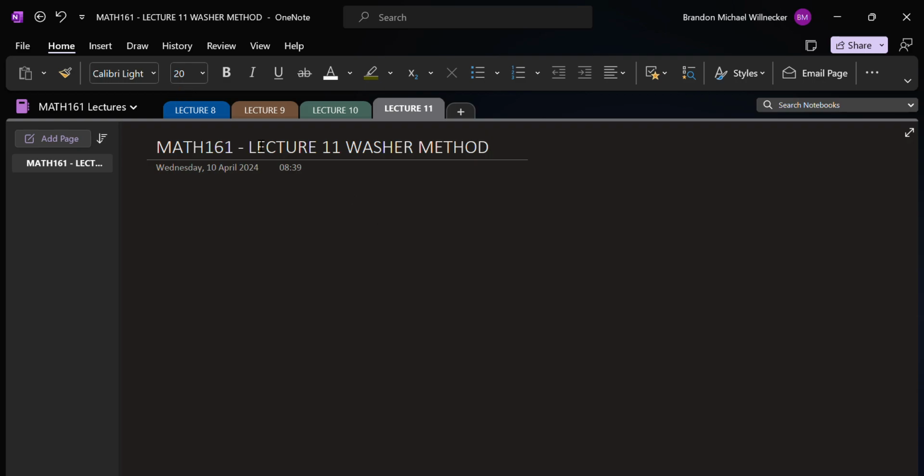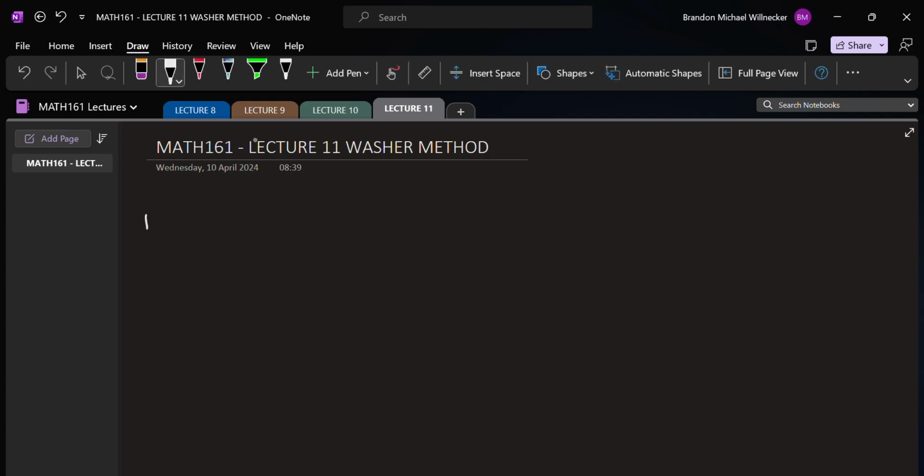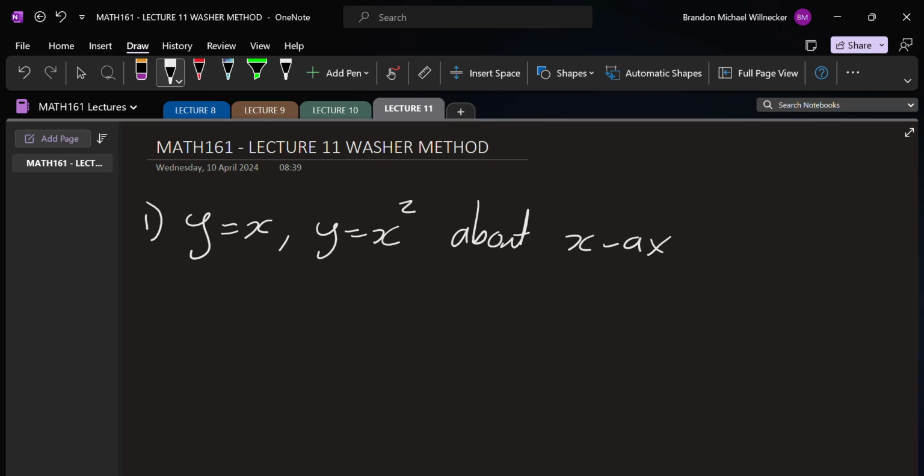Okay, so let's get started with a couple simple examples, and then we'll look at the more complicated examples with those different axes. Okay, so example number 1, we have y equals x squared about the x-axis.